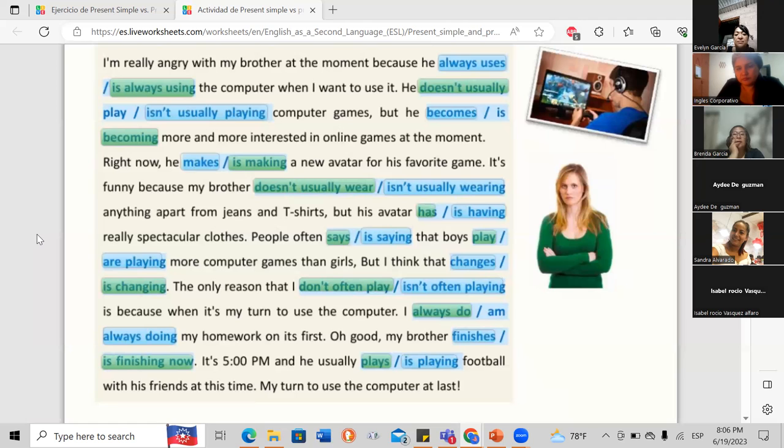People often say that boys play more computer games than girls. But I think that is changing. The only reason that I don't often play is because when it's my turn to use the computer, I always do my homework on it first. Oh God, my brother is finishing now. It's 5 p.m. and he usually plays football with his friend at this time. My turn to use the computer at last.